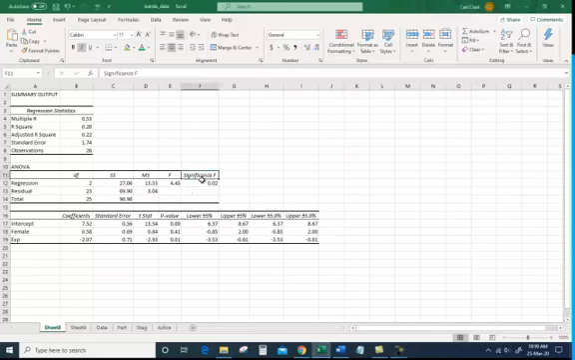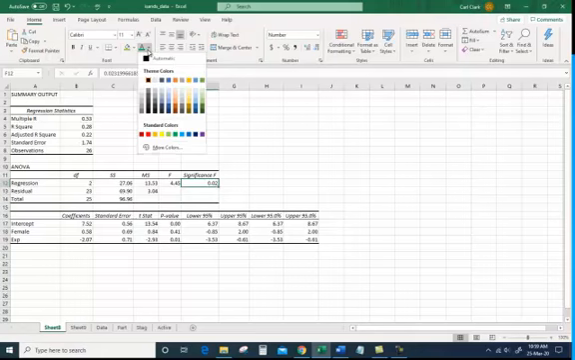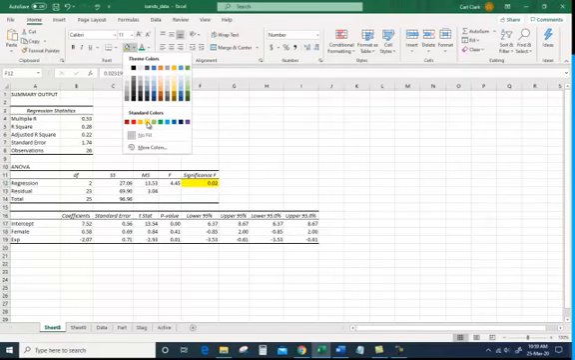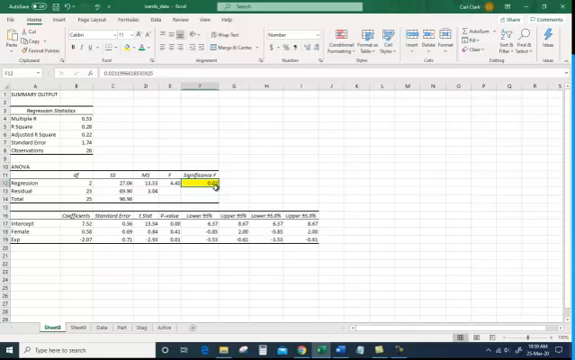First place I go is over here under the significance F, and I look at this value, and because it is less than 0.05, we know that it's significant, meaning that this model is highly probably not due to chance. There's a very low probability that this model is due to random chance. So we have to investigate further. If this is greater than 0.05, which we'll look at later, then we would be finished.